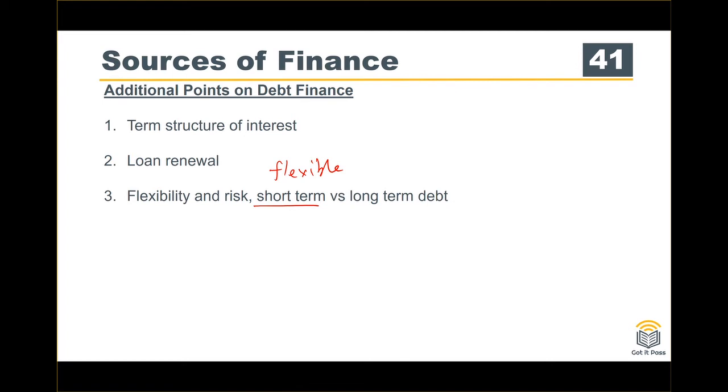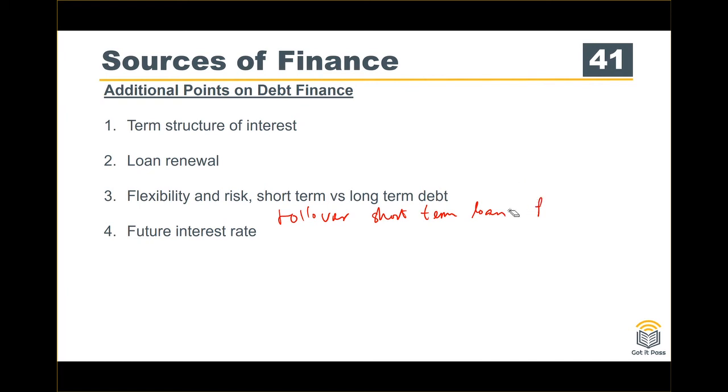And for the risk to a company, a short-term loan is higher risk than a long-term loan, because with the short-term loan you have to roll it over. Okay, you have to roll over the short-term loan. You can't repay.